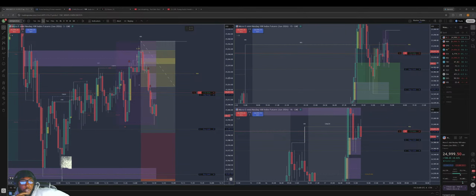Yep. So we're watching this 3 minute. Let's see if the sellers can continue pushing this 3 minute lower. Like I said, we've got our time frames in alignment, so we're just hanging out.